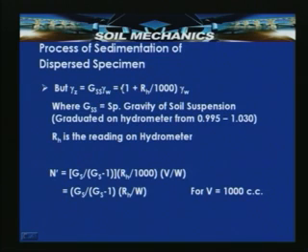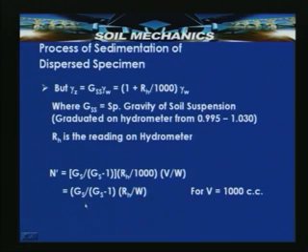So, gamma z by gamma W minus 1 is written like 1 plus RH by 1000 minus 1. So, finally, we will have RH by 1000 into V by W. For V is equal to 1000 cc, then we can write n dash is equal to Gs by Gs minus 1 into RH by W.